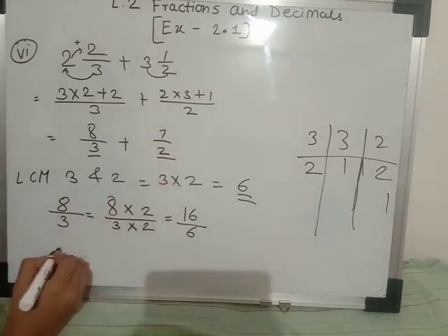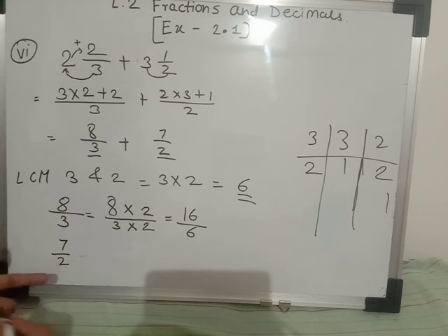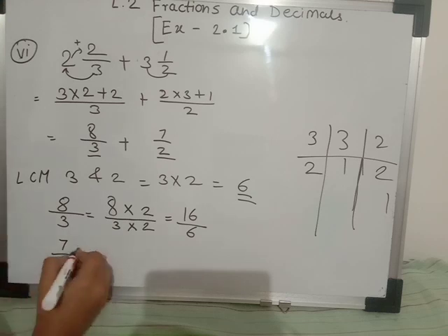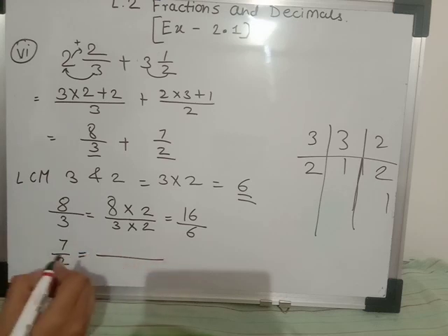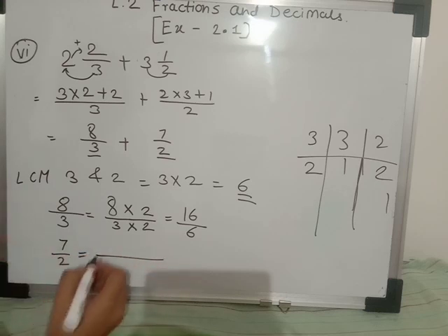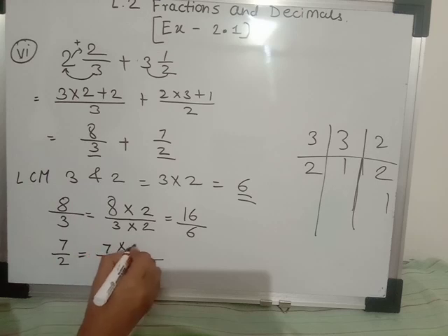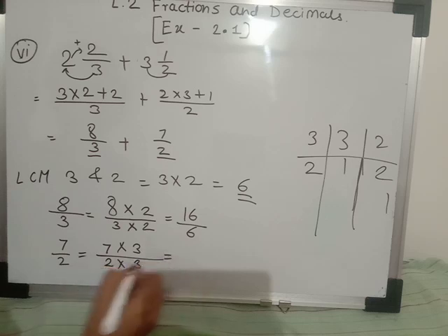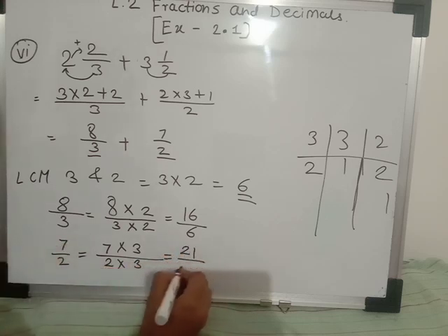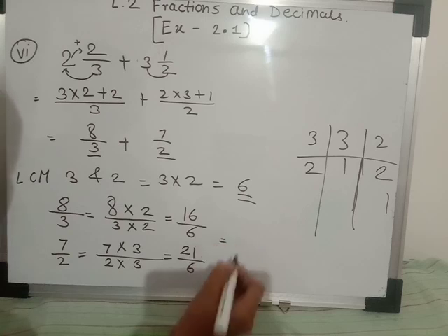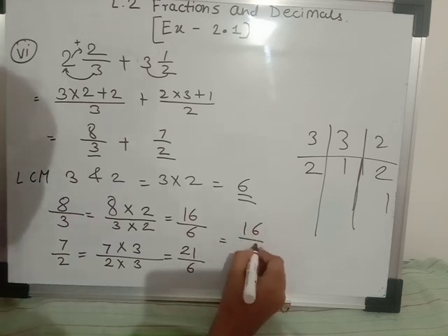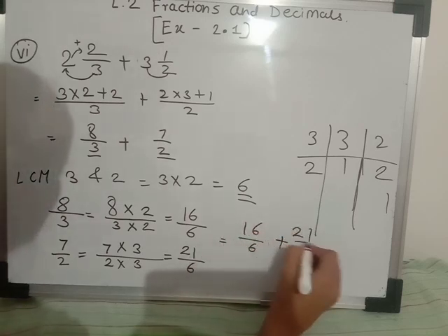Now the second fraction is 7 upon 2. Which number will I multiply with the 2 to get 6? That is 3, because 2 3s are 6. Okay, so the same number you have to multiply with the numerator as well as the denominator. 7 multiplied by 3 and 2 multiplied by 3. So 7 3s are 21, 2 3s are 6. So here we got the two fractions 16 upon 6 plus 21 upon 6.